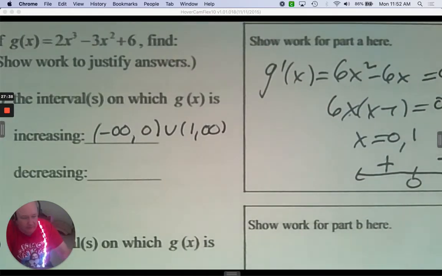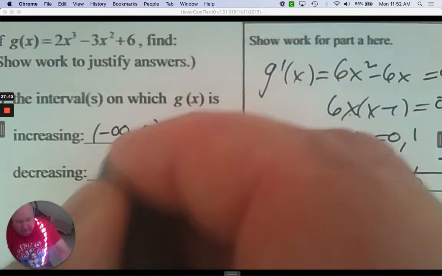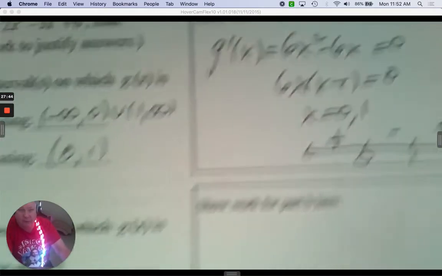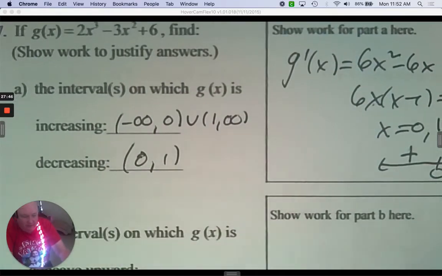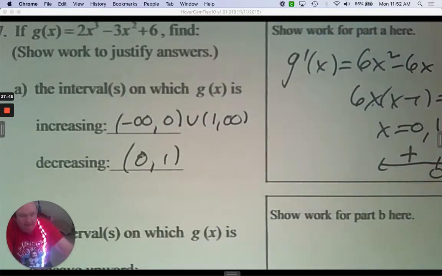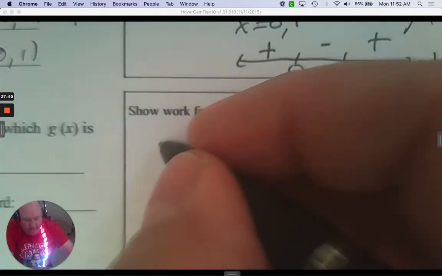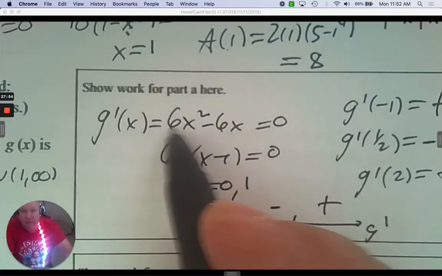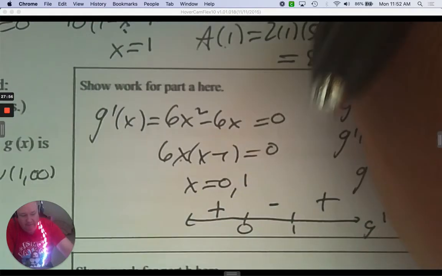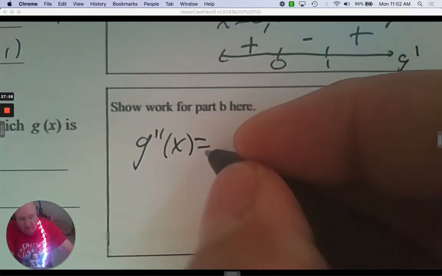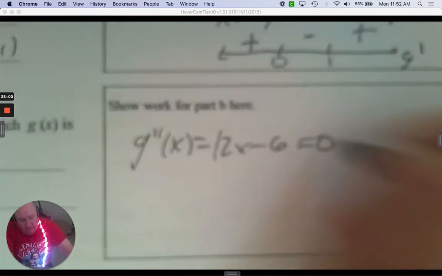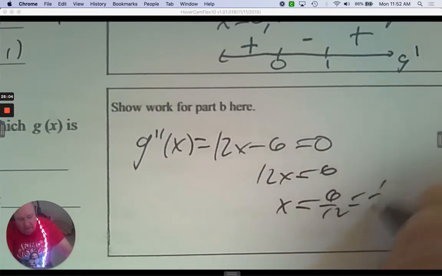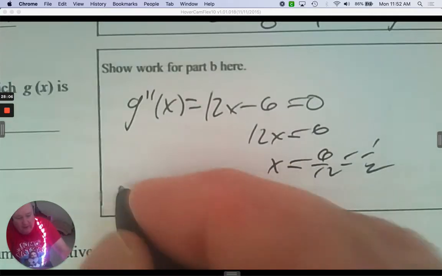And then where is it decreasing? It's where the derivative is negative. So it's decreasing from 0 to 1. How about concavity? How do I find it? Concavity is found by the second derivative. So I'm going to look at the first derivative and take the derivative again. That's going to be 12x subtract 6, make it equal to 0, solve for x, and you can reduce it down to 1/2 to make it easier. Draw a number line for that.